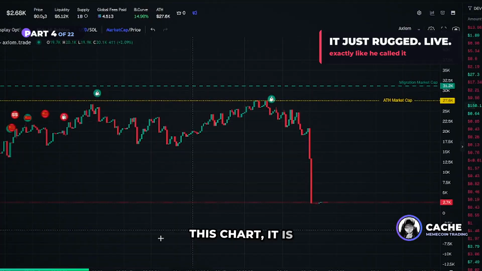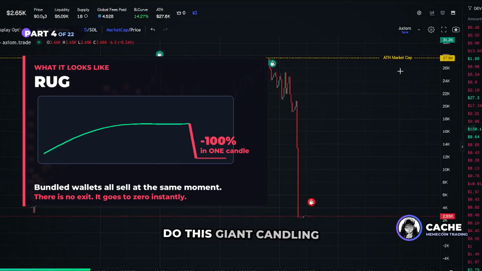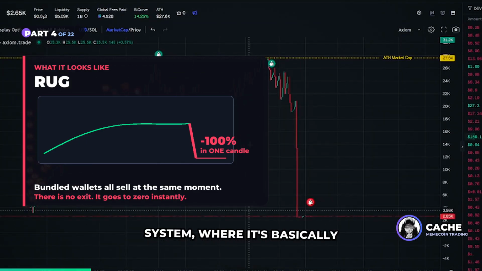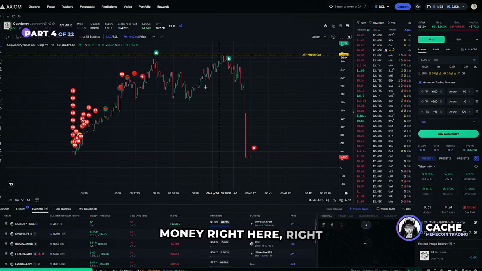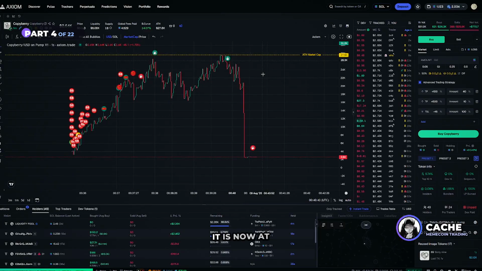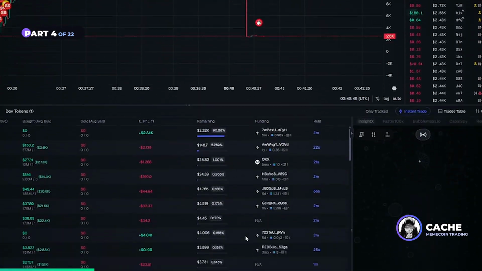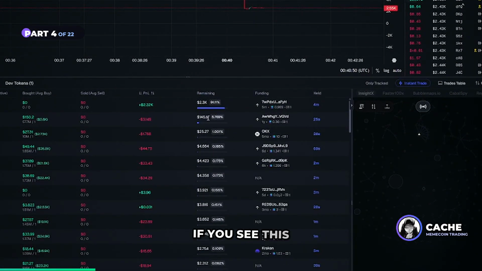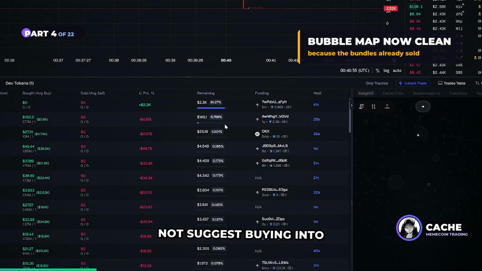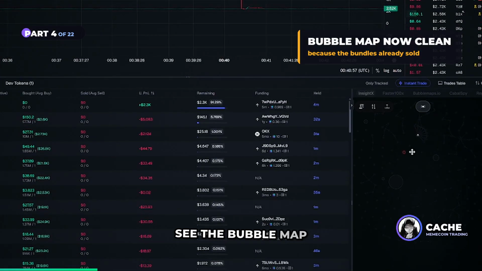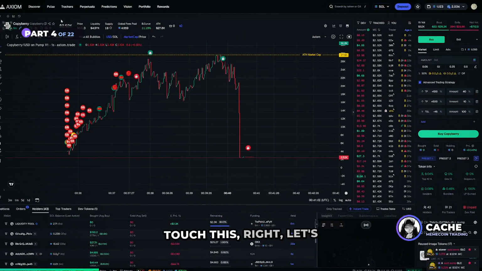And as well, look at this chart, it is now rugged. That is a bad chart. I was telling you from the beginning, it will do this giant candling system where it's basically candled 100% in one candle. So if you were to put your money right here, right here, right here, wherever you put your money, it is now at 0. It is at a fraction of what you put it in. So if you see this 5% holder, if this was a regular chart, I would not suggest buying into it. As you can see, the bubble map is now clean because all of the bundles got out of it, yet I would not touch this, right?